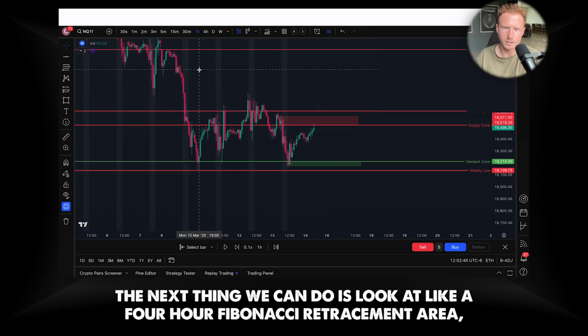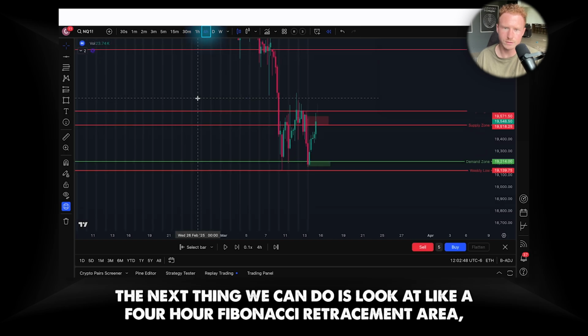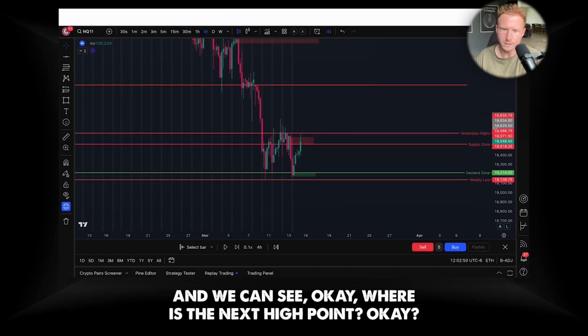The next thing we can do is look at a 4-hour Fibonacci retracement area. And we can see, okay, where is the next high point?